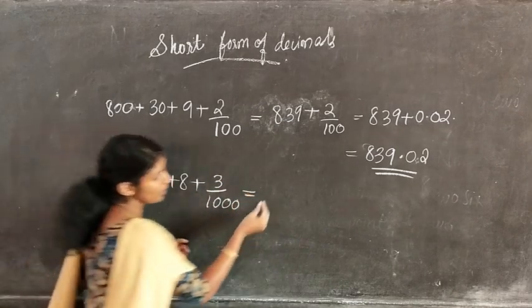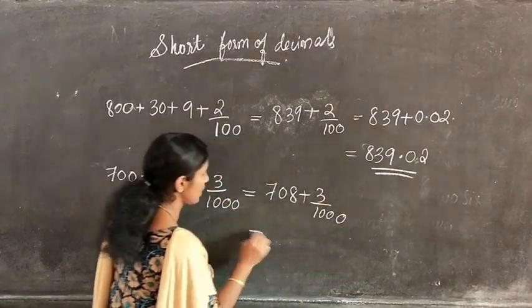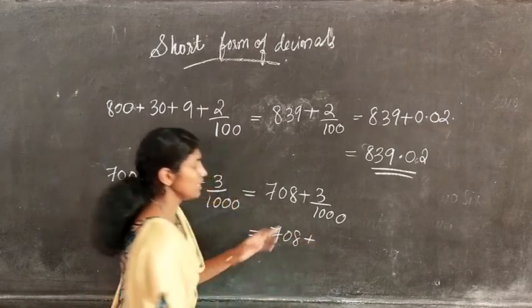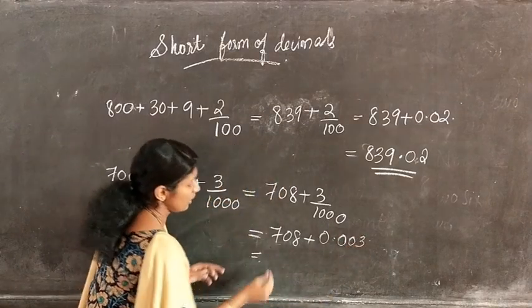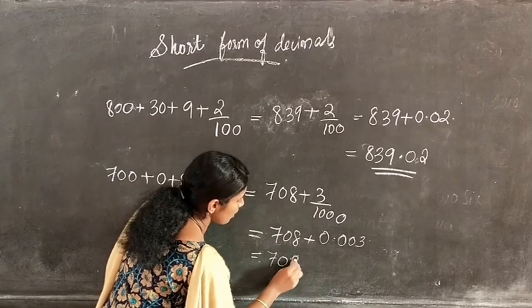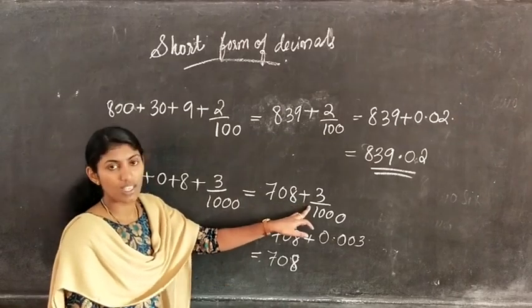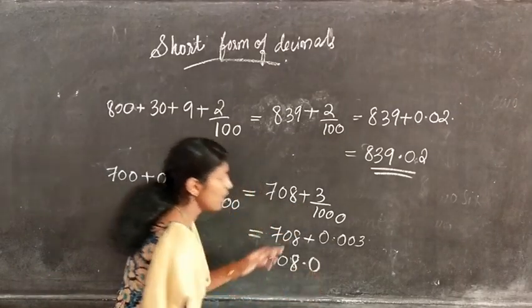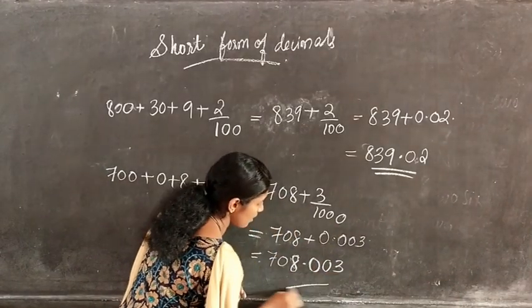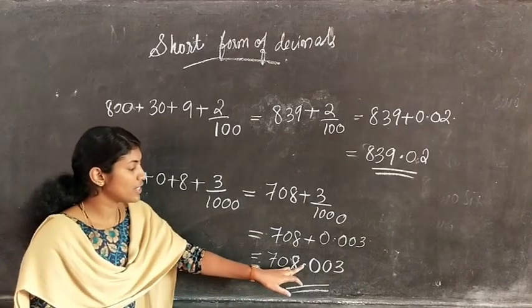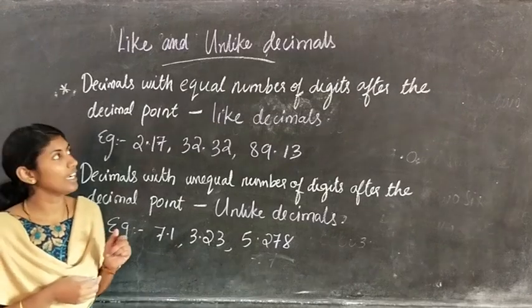Then consider another number 700 plus 0 plus 8 plus 3 by 1000. When we add this, we get 708 plus 3 by 1000. That is equal to 708 plus this 3 by 1000 can be written as 0.003. Then here 708, then in 1/10th place there is no number, so we have to put one 0, and in 100th place we have no number, so put one more 0, then put 3. That is the short form is 708.003.